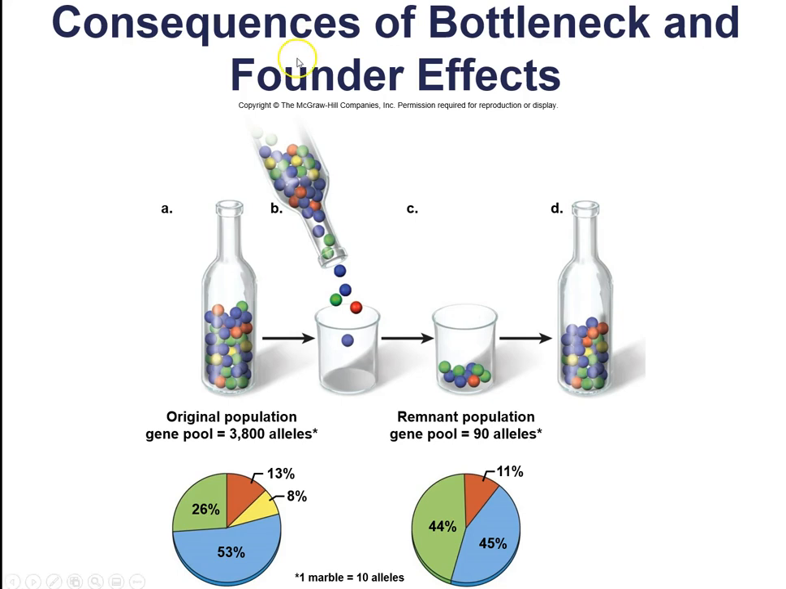Okay, so it's showing you here the consequences of bottleneck and founder effects with marbles. Here's your original population, your original gene pool. One marble is going to equal 10 alleles, and the different colors represent the different alleles. So here's your gene pool, 3,800 alleles, and now something happens. Only a few members survive, or a few members go and start a population, and you can see you don't even have any of those. You have a lot fewer here, only 90 alleles, and then they start to breed, and here's what you're left with.